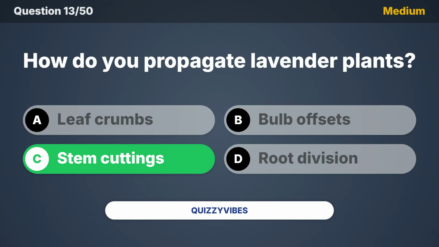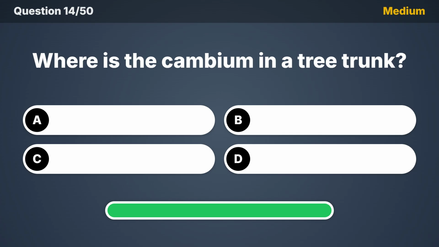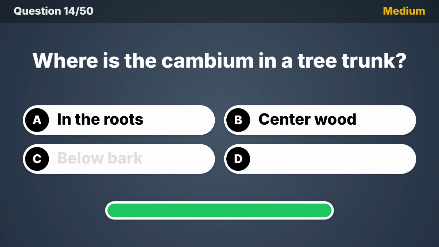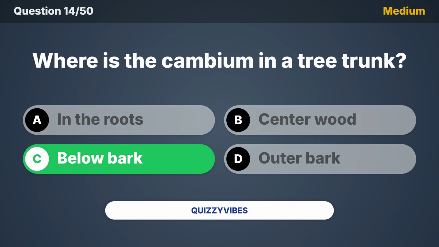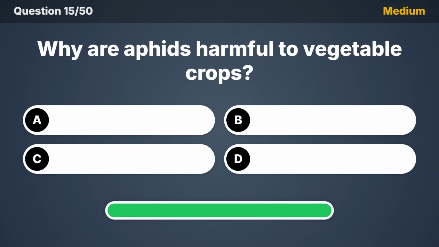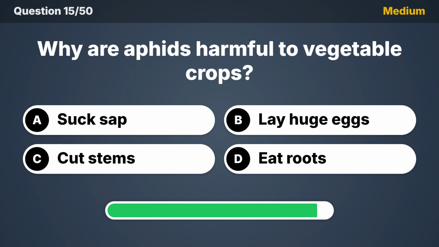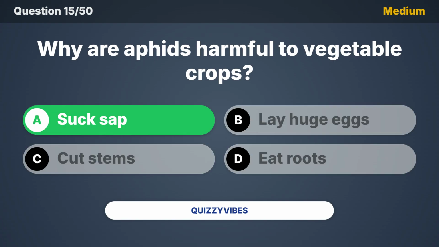Here is the answer. Stem cuttings. Where is the cambium in a tree trunk? The answer is below bark. Why are aphids harmful to vegetable crops? The answer is suck sap.